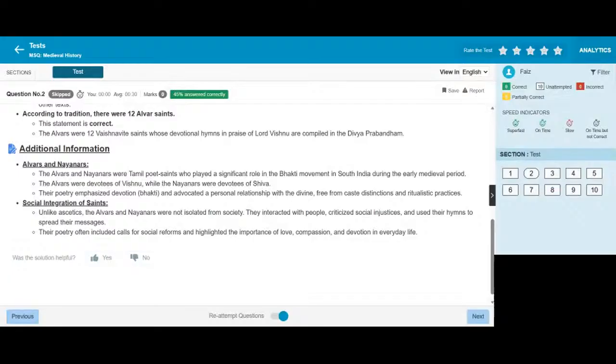Social integration of saints: unlike ascetics, the Alvars and Nayanars were not isolated from society. They interacted with people, criticized social injustice, and used their hymns to spread their message. Their poetry often included calls for social reform, compassion, and devotion in everyday life.